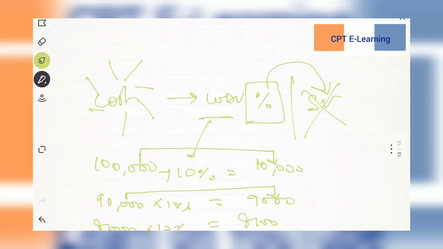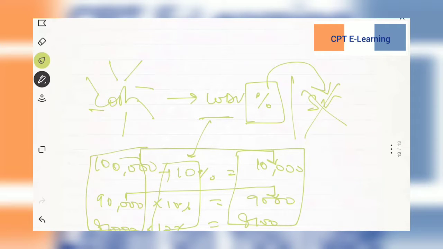So this is how the depreciation is, and this is why it is named the reducing balance method. As you can see, the balance is reducing, on which the depreciation is constant in terms of percentage, but depreciation in amount is reducing.